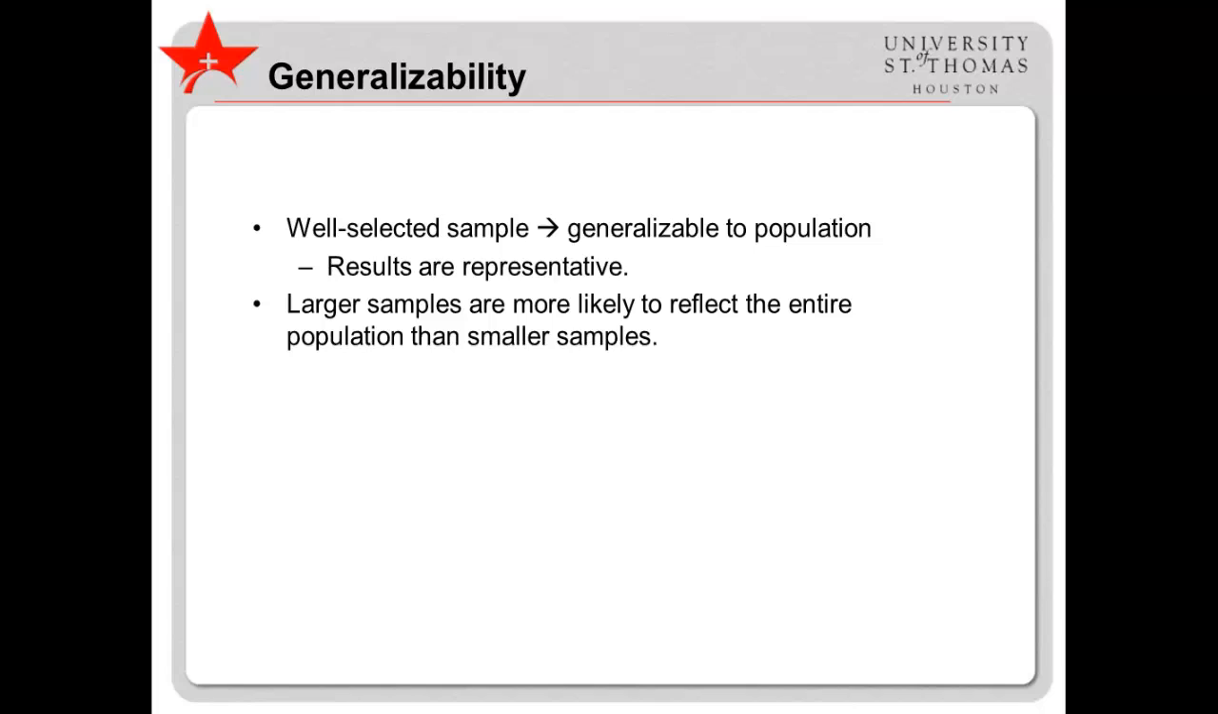If a sample is well selected, the results will be generalizable to the population. This means that the results found in a study of the sample are representative of what might be seen if the entire population could be studied. Larger samples are more likely to reflect the entire population than smaller samples.